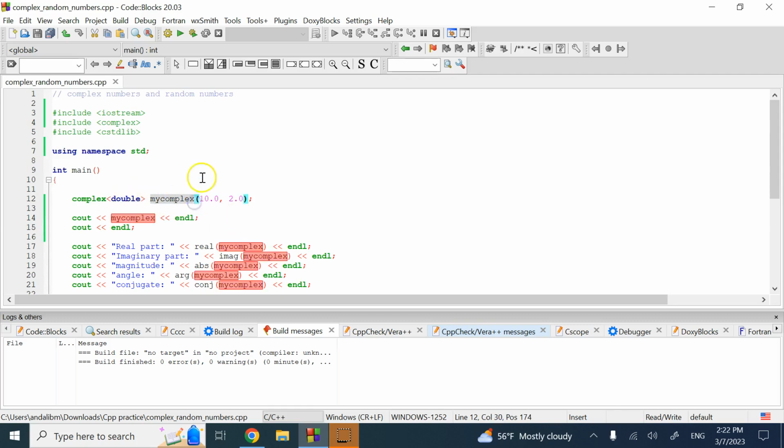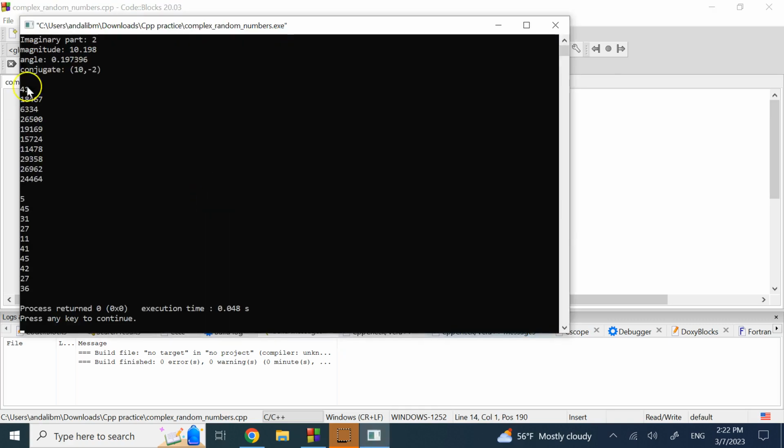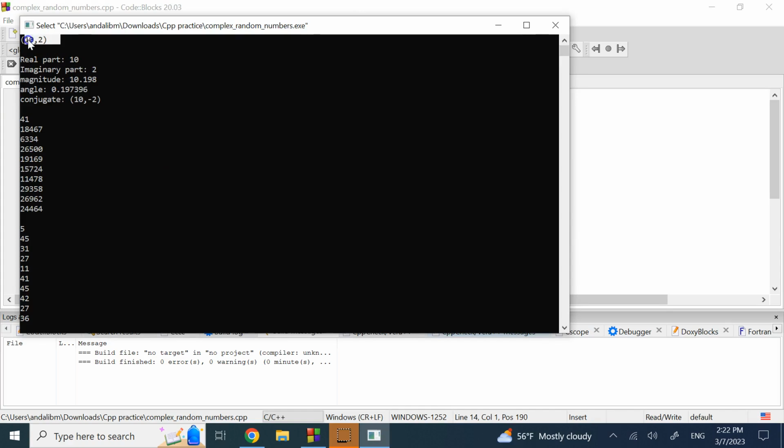You give a name to that complex variable, whatever you want to call it, and then inside parentheses you write the real part, comma, the imaginary part. So this number is going to be 10 plus 2i. That's a complex number called my complex, and then you can show it here. When you show it, it is going to show the exact same thing in parentheses.